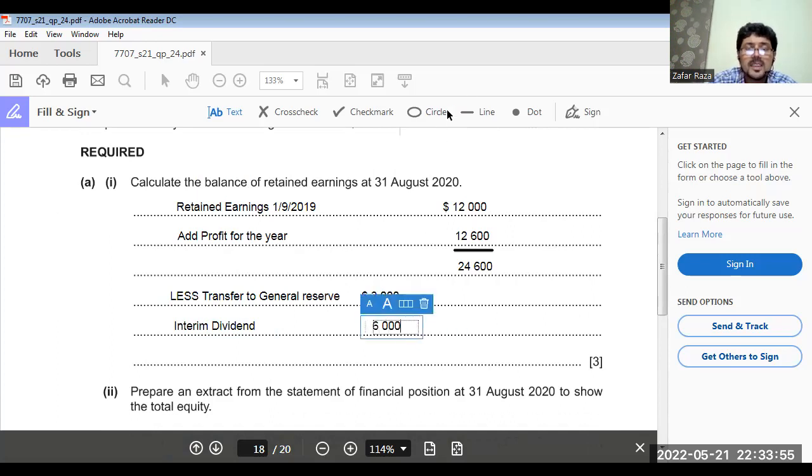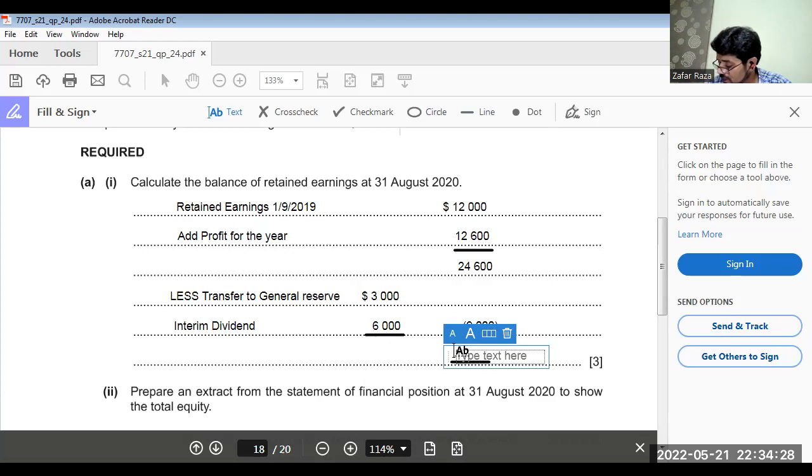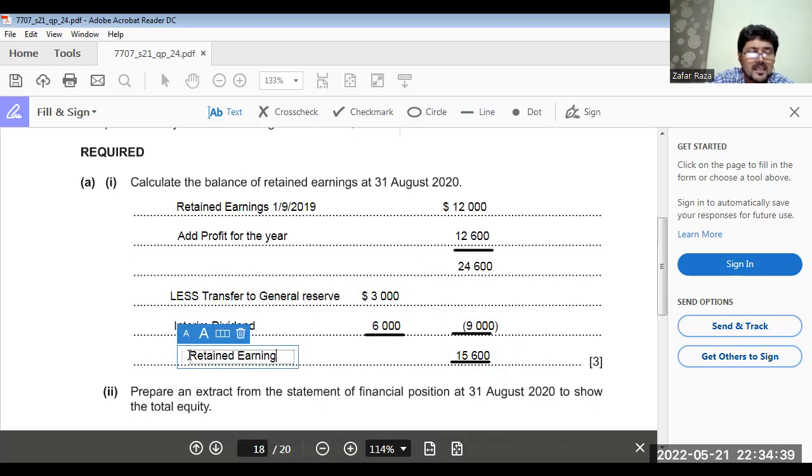6,000. Total 9,000. Now subtract. And the answer, 24 minus 9, and how much? 15,600. Retained earnings on 31st August.